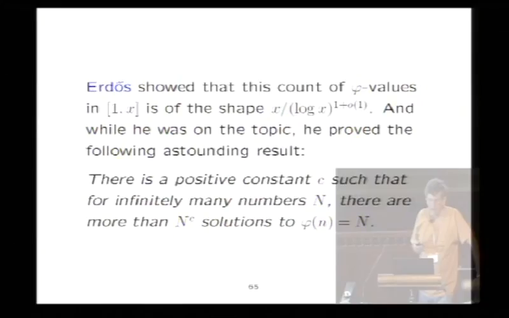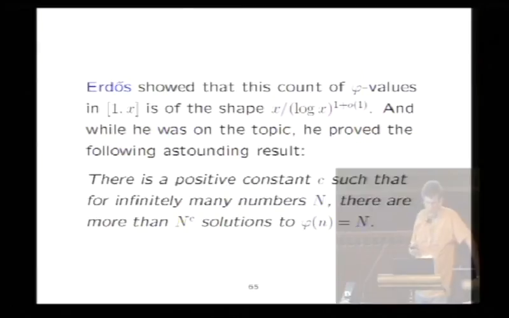That's a lower bound. What about an upper bound? And Erdős showed that the x over log x was also correct as an upper bound. He got x over log x to the 1 plus little o of 1. He also got this astounding theorem that said there are some values of Euler's function that are extraordinarily popular. He proved that there's a positive constant c and infinitely many integers capital N, such that there are more than capital N to the c solutions to phi of n equal capital N.